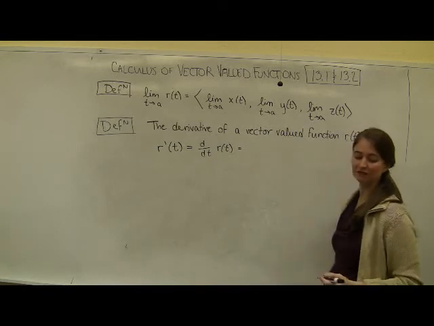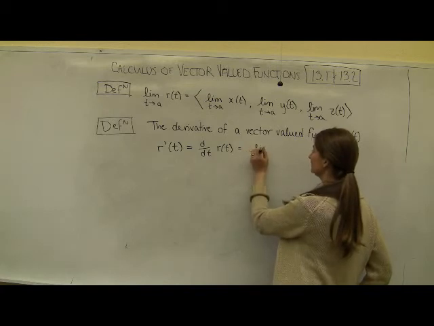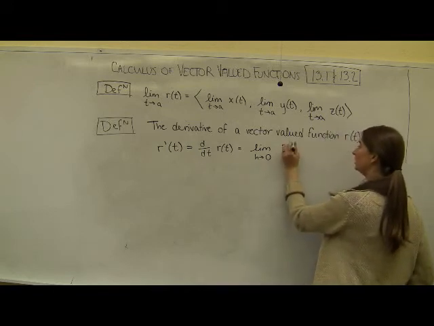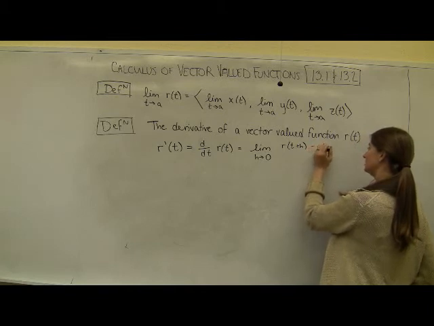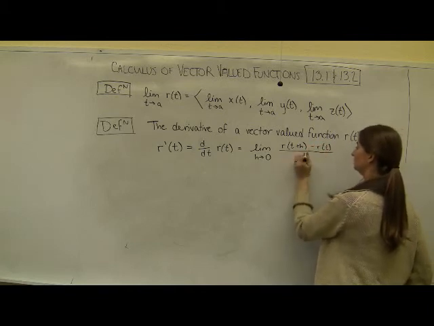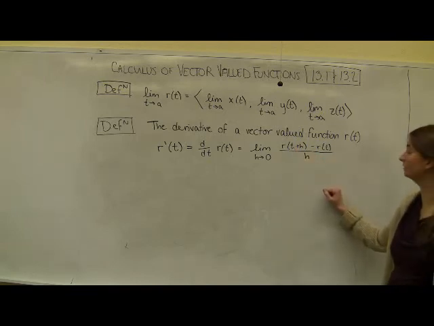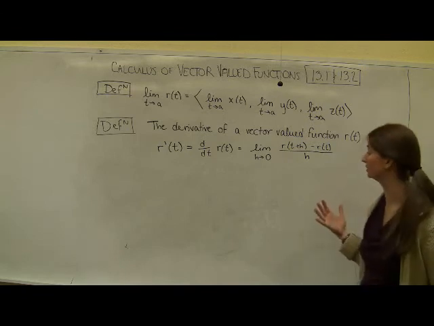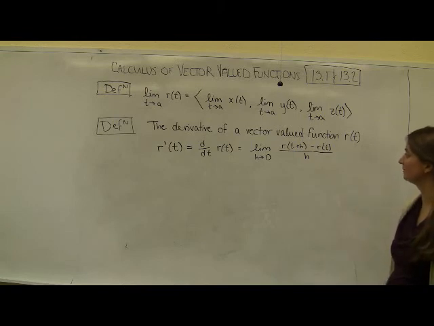It's the derivative of each of the component functions. But we could define this in terms of limits. It's the limit as h approaches 0 of r of t plus h minus r of t all over h. This is exactly our functional definition of derivative when we were dealing with real valued functions, boring two-dimensional functions. Now that we're talking about vector-valued functions, this definition is the same.